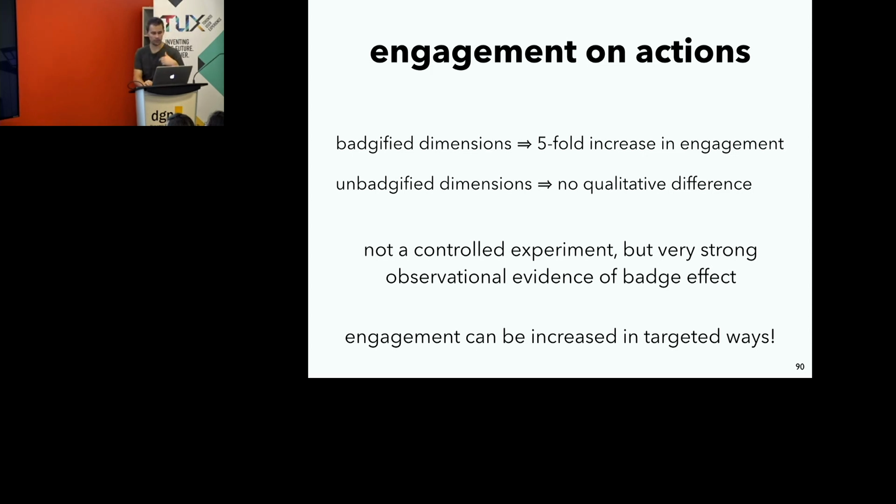And I think this also speaks to what people have used these badges for and why they're so exciting for site designers, which is that engagement can be increased in targeted ways. So it's not just this one thing that might change your entire ecosystem in ways you can't predict. It's like saying, I want to do this very particular thing, so you can specify a very particular badge for it.